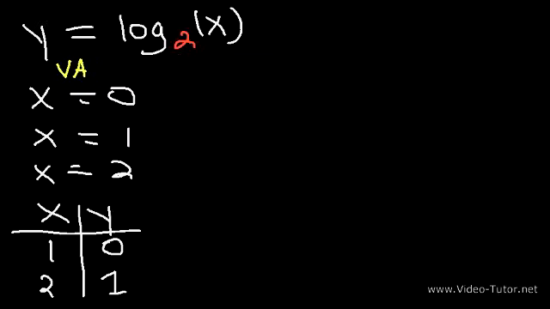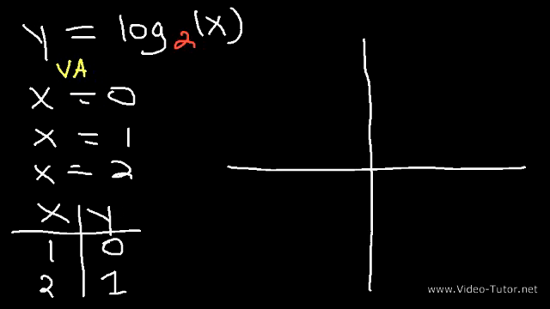So now we can graph it. The vertical asymptote is x equals 0, which is basically the y-axis. Now we have the point (1, 0), which is an x-intercept, and (2, 1). So to graph it, start from the vertical asymptote and follow the 2 points. And that's a simple way to graph logarithmic functions.